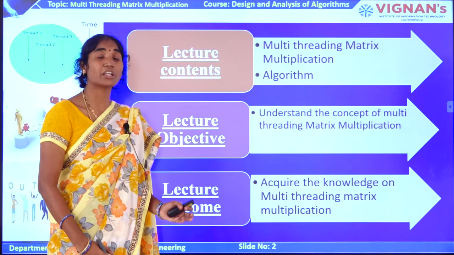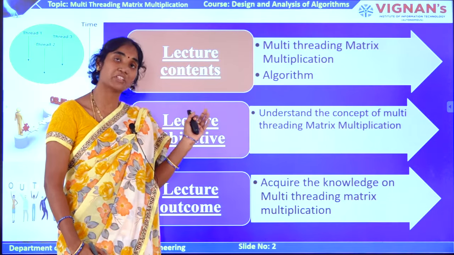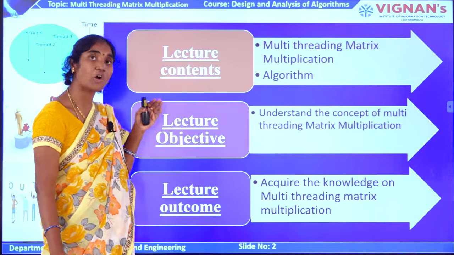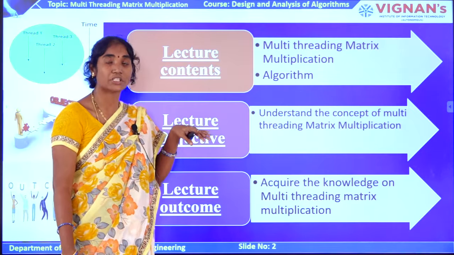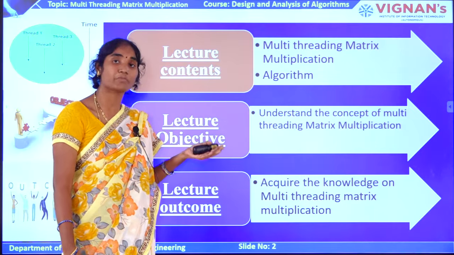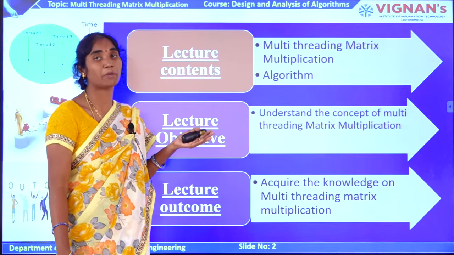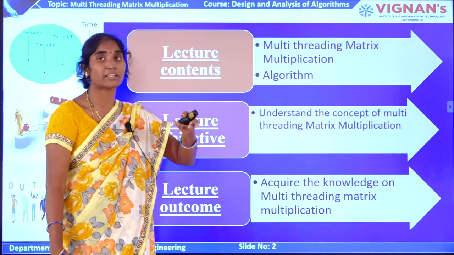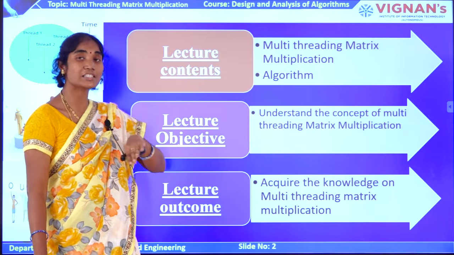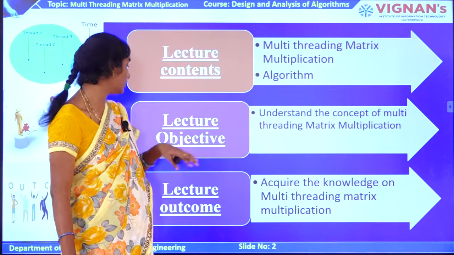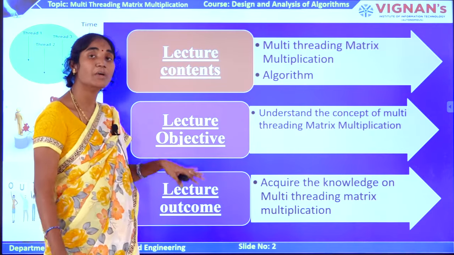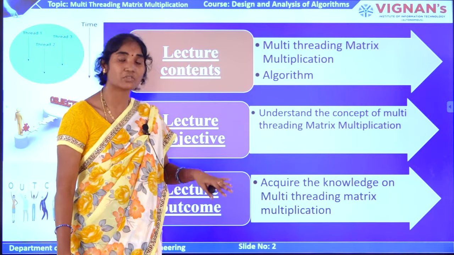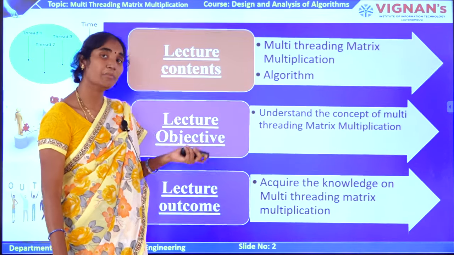In today's lecture I am going to cover what is meant by multi-threading matrix multiplication, followed by an example. Coming to the objective: after learning this lecture the students are able to understand the concept of multi-threading matrix multiplication, and the basic difference between block matrix multiplication and multi-threaded matrix multiplication. Next, coming to the outcome: after learning this lecture the students are able to acquire knowledge on multi-threading multiplication.